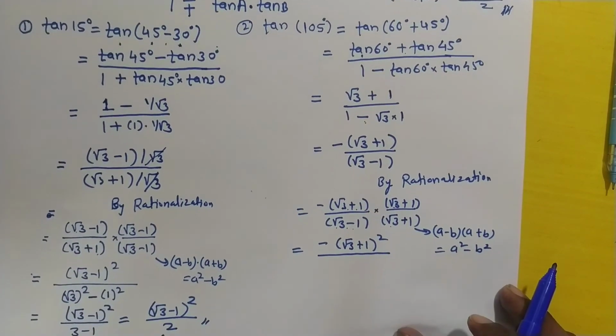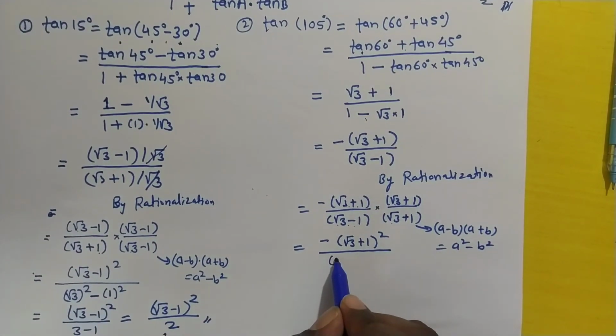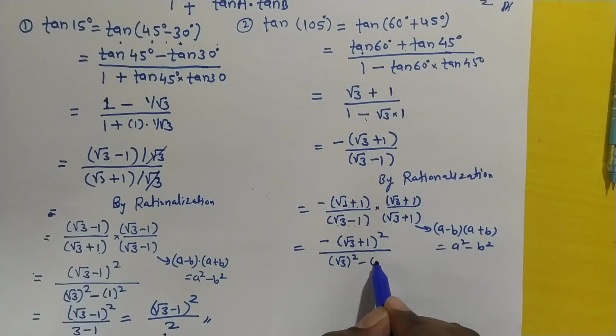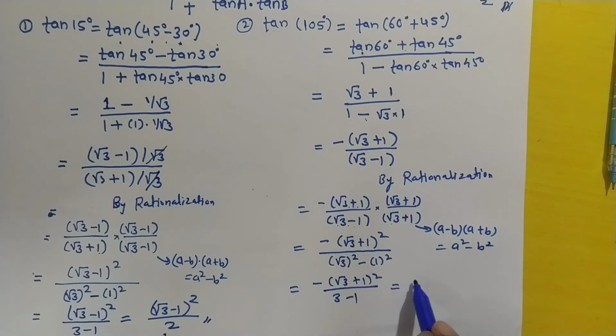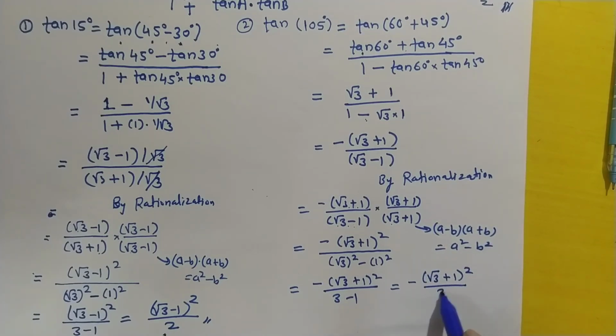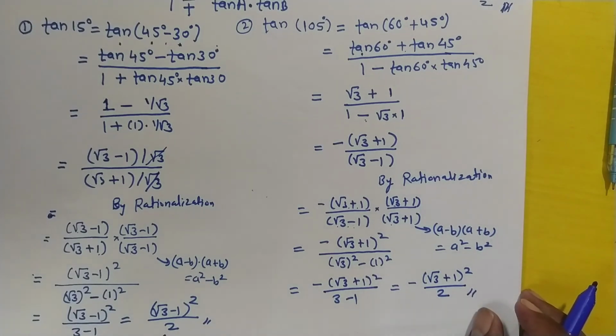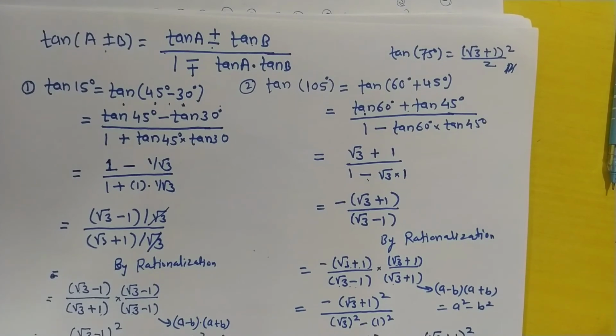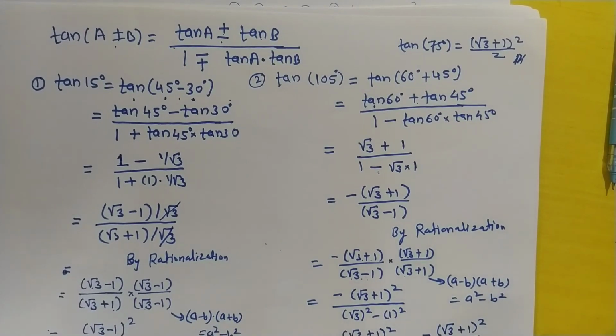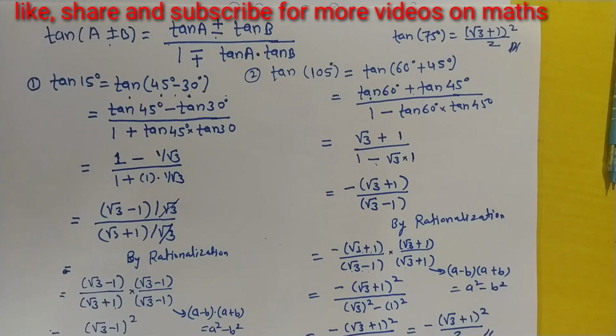So our answer is root 3 bracket square minus 1 bracket square. So it is equal to minus root 3 plus 1 bracket square on divide 3 minus 1, which is minus root 3 plus 1 bracket square on divide 2. So this is our final answer. In this way we can find out examples based on the compound angle. Thank you very much.